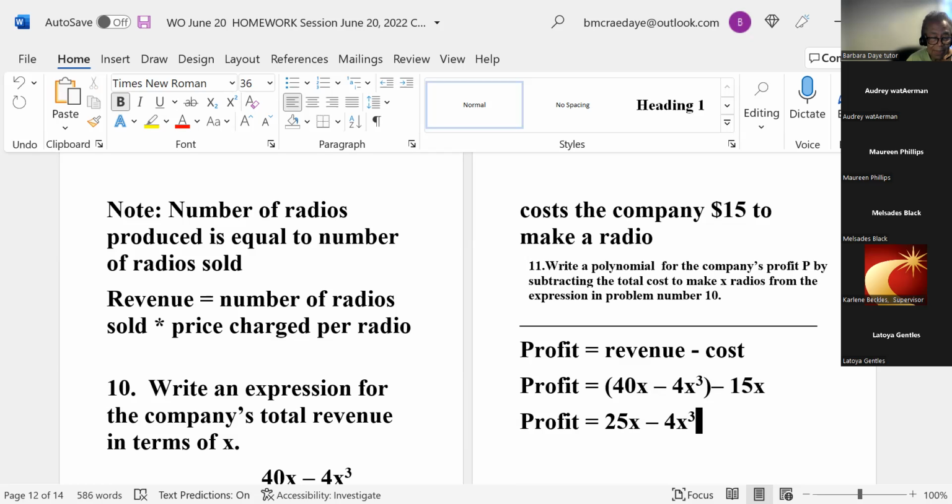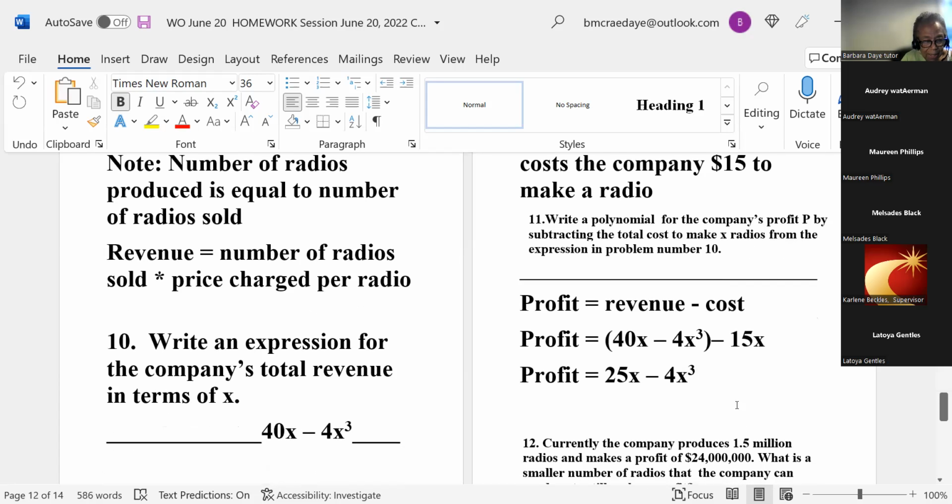What is the cost? What is x? What is it, Maureen? The cost of it, x. What is the price of it? No. At the beginning, they said x is the number of radios. That's right, Mercedes. X is the number of radios, right? So you got your profit, 25x minus 4x to the third, where x is the number of radios. And you can use that to do the next part of this problem, right?